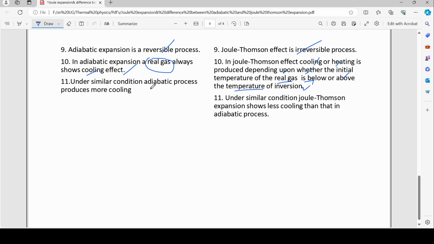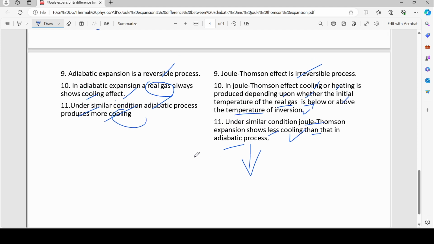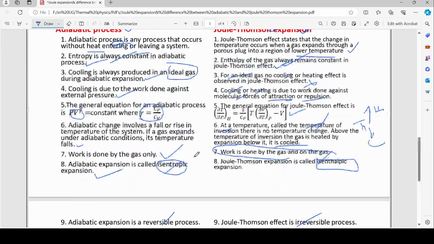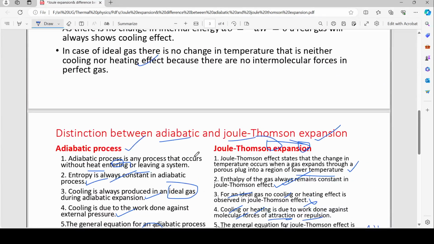Under similar conditions, adiabatic process produces more cooling. Here, similar conditions means all the conditions are the same. Then what does adiabatic produce? More cooling. Under similar conditions, Joule-Kelvin expansion shows less cooling than the adiabatic process. Here it also shows cooling, but it is very much less in comparison. So these are the main differences between adiabatic and Joule-Thomson expansion.